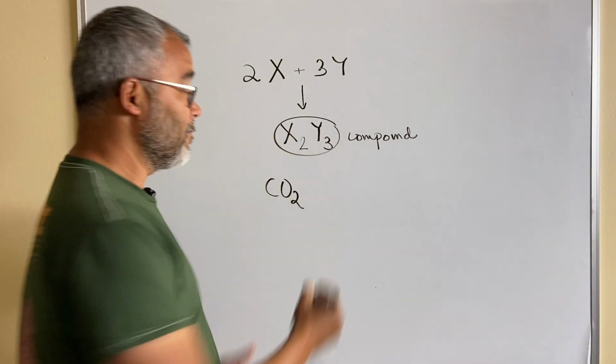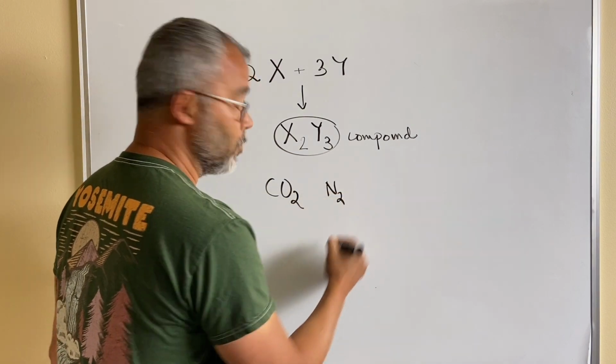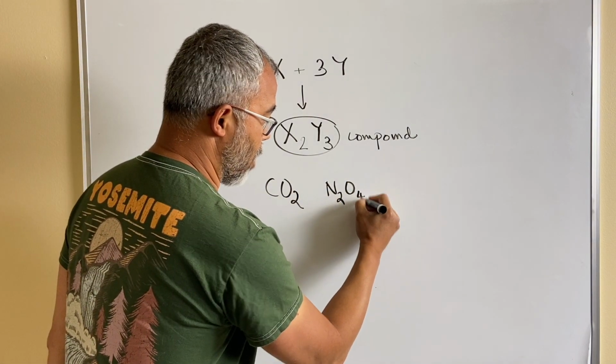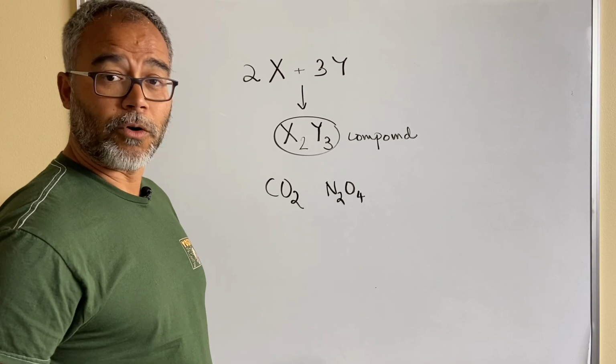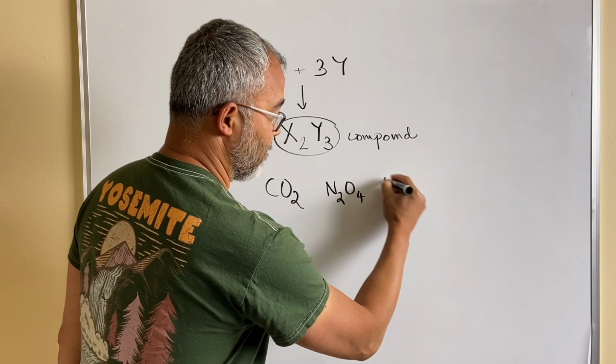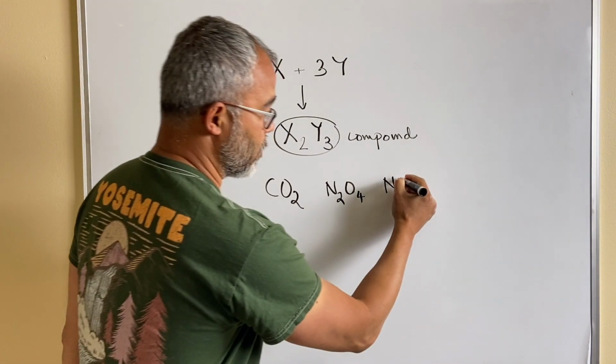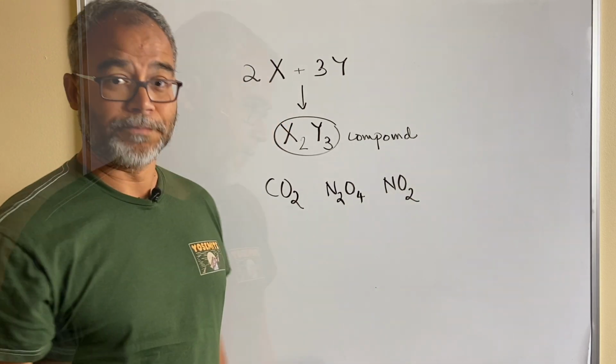However, let's say you have a compound which has 2 nitrogens and 4 oxygens. We write that as N2O4. However, if you have only 1 nitrogen and 2 oxygens, we write that as NO2.